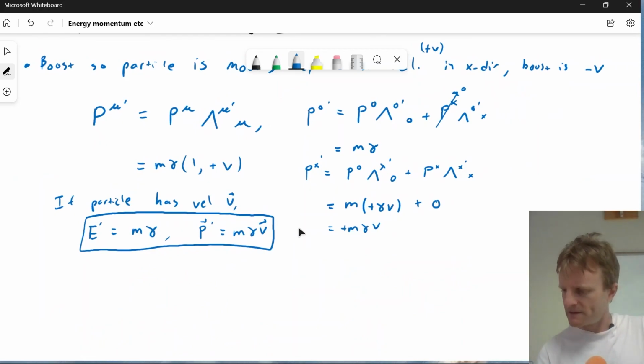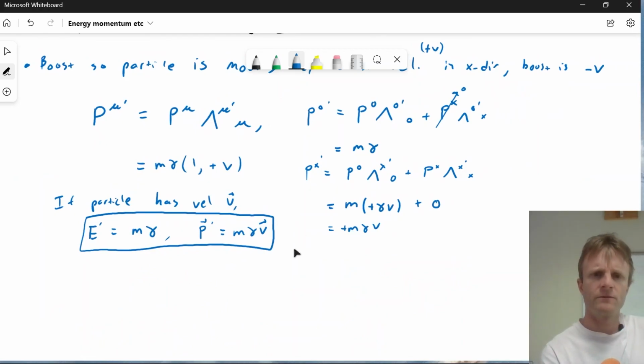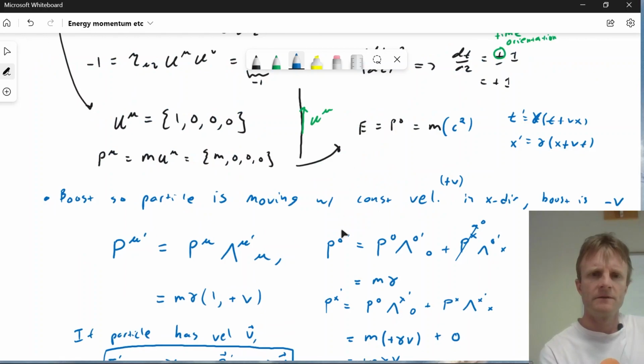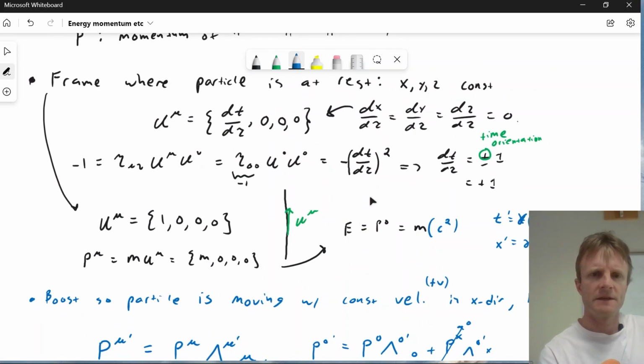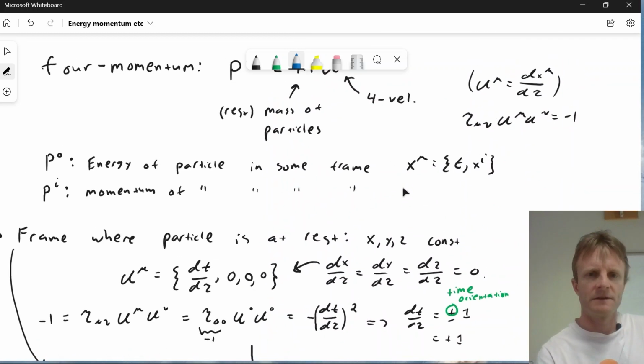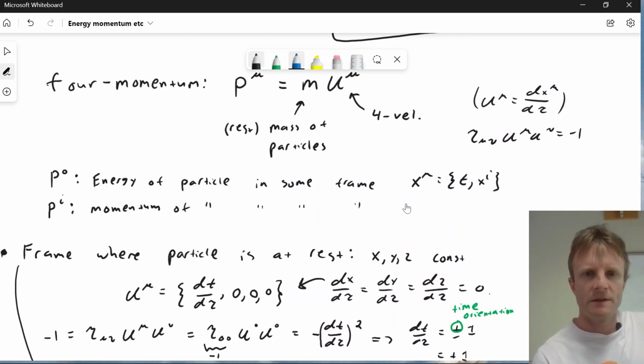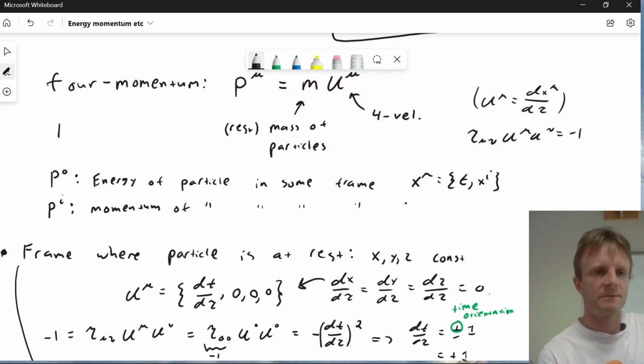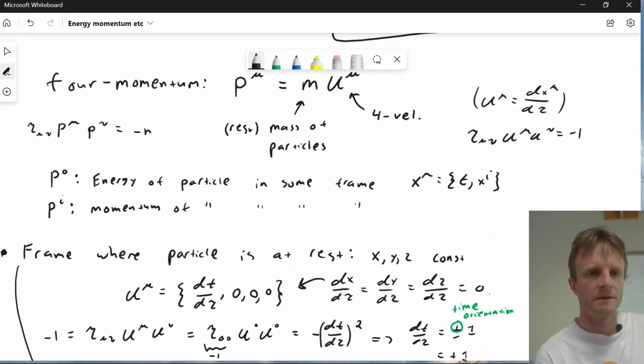One thing I realized I didn't say when I introduced the 4 momentum is the normalization condition. That's going to be important, so I'll put it back up here and then write it out again. So remember, u had norm minus 1. So p is going to have norm minus m squared. So it's going to be eta mu nu, p mu, p nu is minus m squared. Okay.